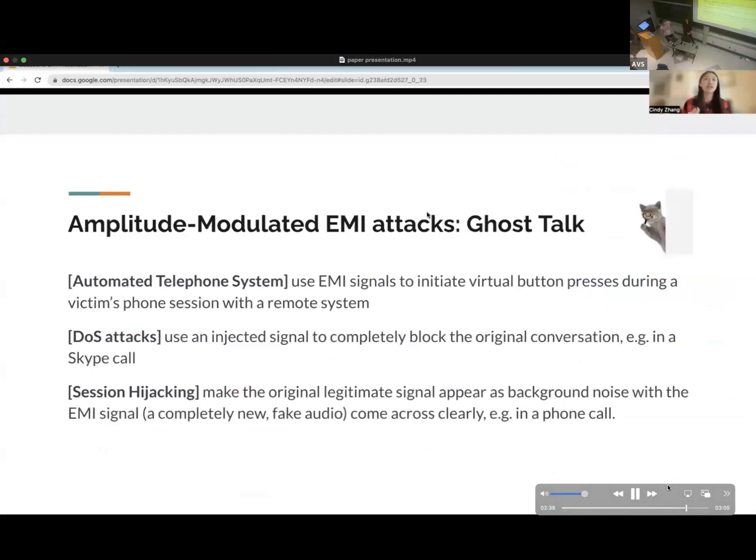Using the types of attacks outlined in the paper, there are a variety of real-world cases in which these attacks can be harmfully used, and the paper actually tried all of these out. For instance, attackers can use EMI signals to initiate virtual button presses while on a phone session, or they can use injected signals to completely block out the original conversation in a Skype call, or they can even inject new audio and make the original audio appear as background noise while the fake audio comes across clearly in a phone call.